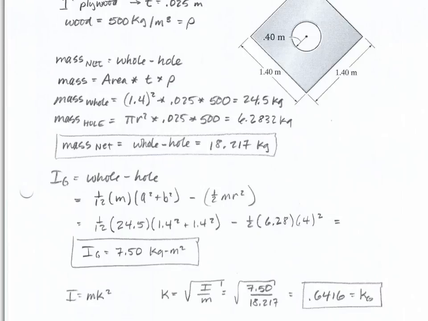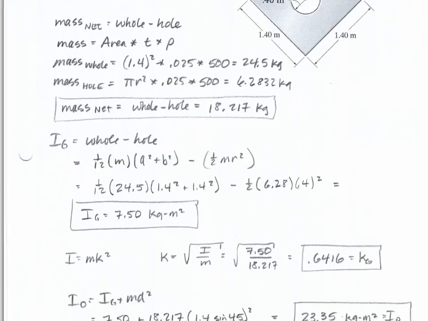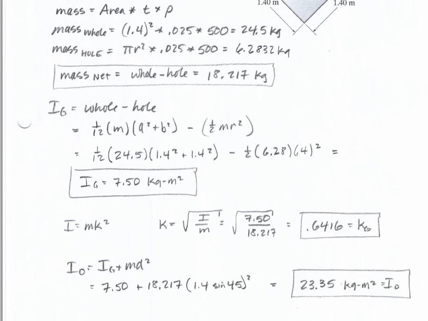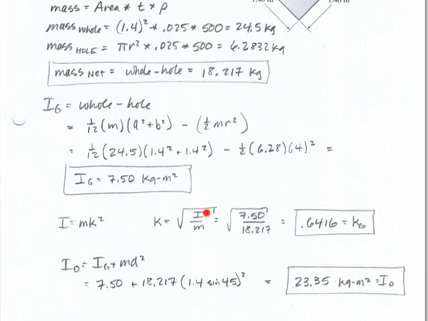How can I find the radius of gyration then? We know that I is equal to m k squared, so k is equal to the square root of I over m. I have the I about G, I just computed that. The mass, I computed right up there. So we're going to use the net mass here because that's what I've got, and I can find that the radius of gyration is 0.6416.